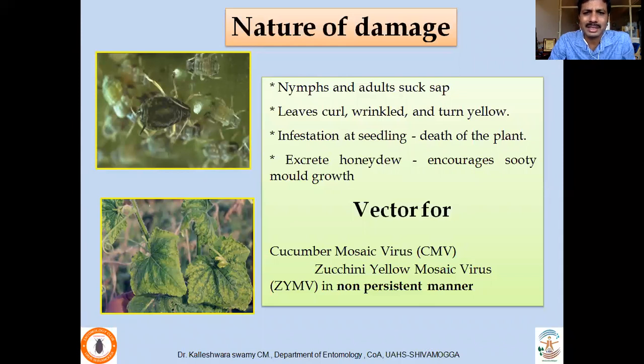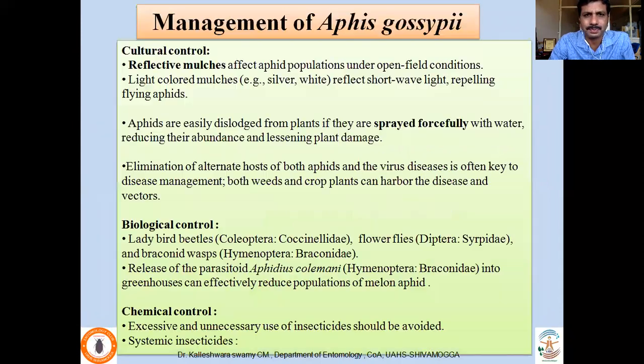But when they transmit some of the deadliest viruses like cucumber mosaic virus and zucchini yellow mosaic virus, and they transmit in non-persistent manner. So wherever these viruses are transmitted in non-persistent manner, it is very difficult to control because the short probing period is enough to acquire the virus and transmit the virus. So there, insecticidal management is actually not advisable.